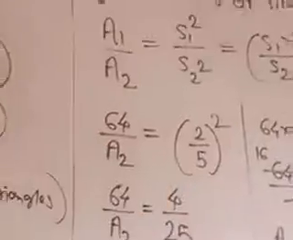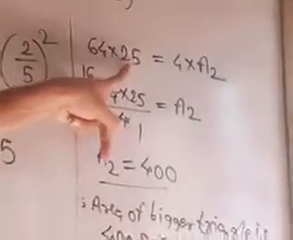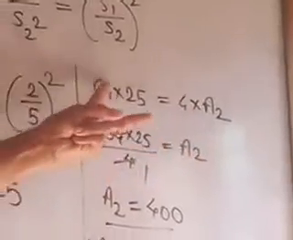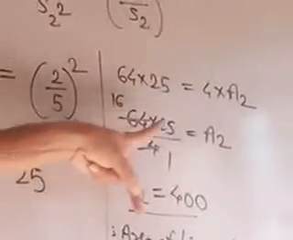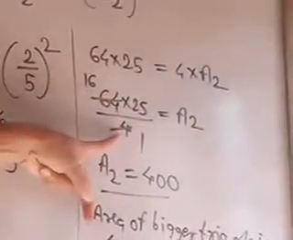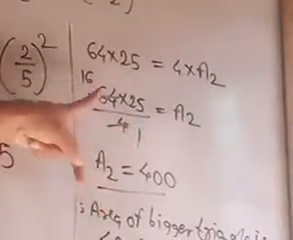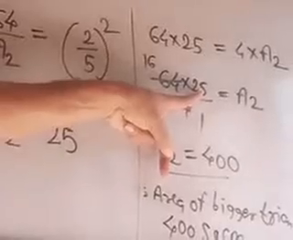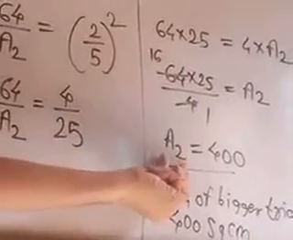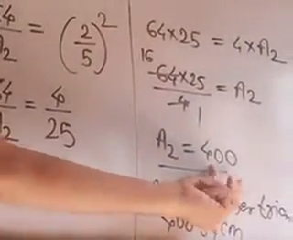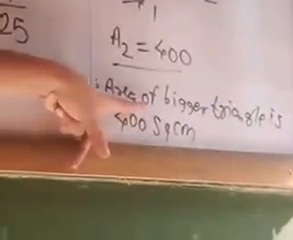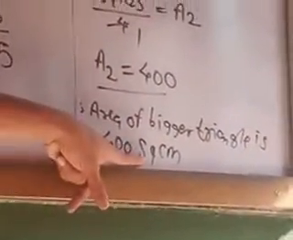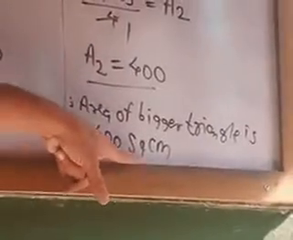Again cross multiplication: 64 into 25 equals 4 into A2. 4 divides here: 64 into 25 upon 4. 64 divided by 4 is 16. So 16 into 25 is 400. So A2 equals 400. So the answer: the area of the bigger triangle is 400 square centimeter. So the unit is square centimeter.